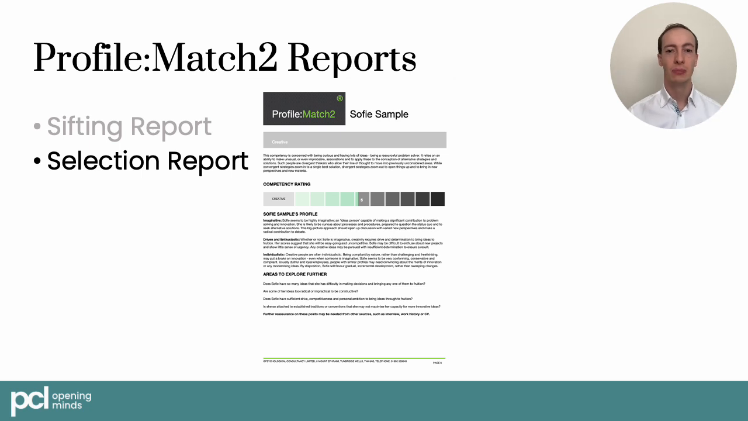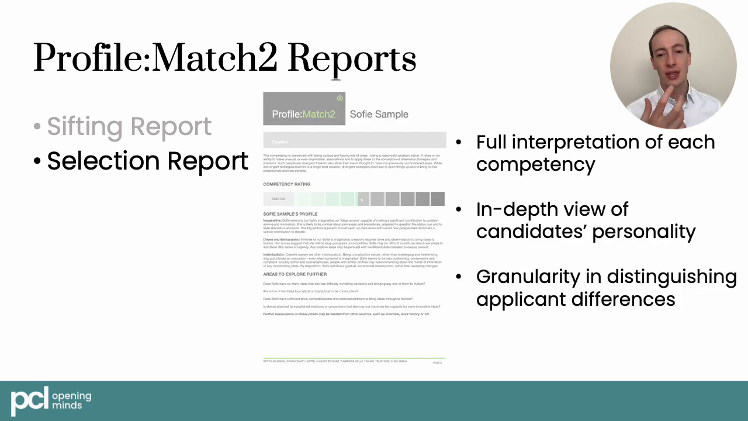If you want to get more detail and more information on particular candidates, perhaps at the next stage in a selection process, then we recommend using the selection report. This has a full interpretation of each competency. So the first page in this report is exactly the same as the sifting. It gives you that overview with those bars on a bar chart.